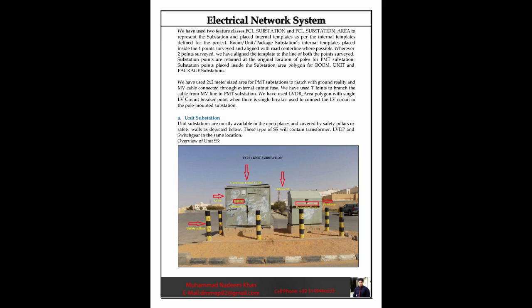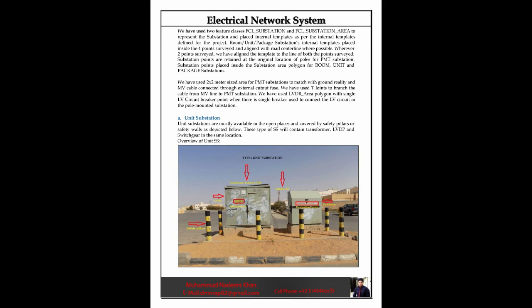We have used a 2 by 2 meter sized area for PMT substations to match with ground reality and MV cable connected through external cutout fuse. We have used T-joints to branch the cable from MV line to PMT substation. We have used LVDB_area polygon with single LV circuit breaker point when a single breaker is used to connect the LV circuit in the pole-mounted substation.